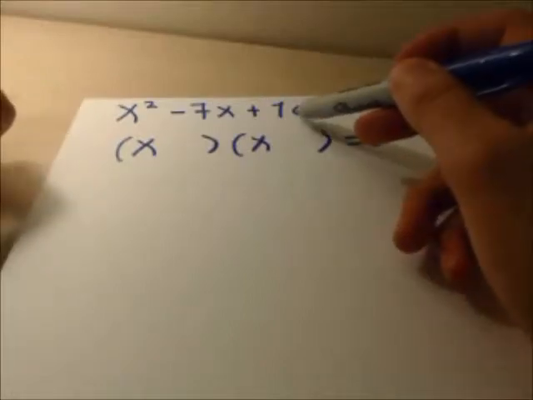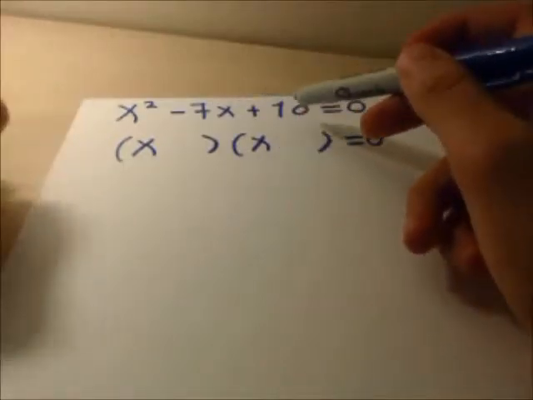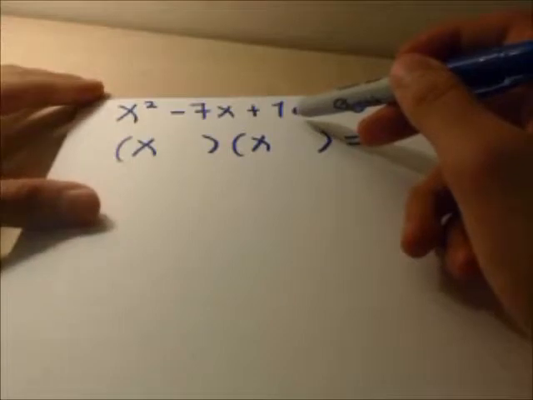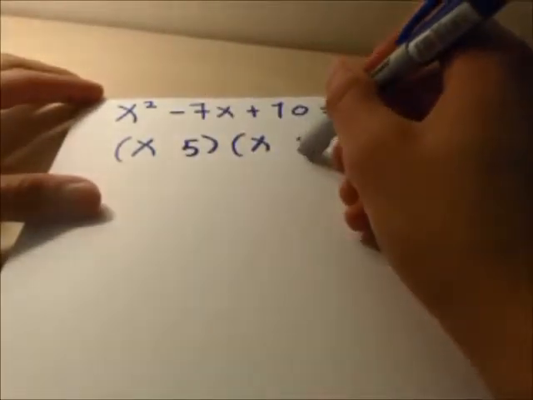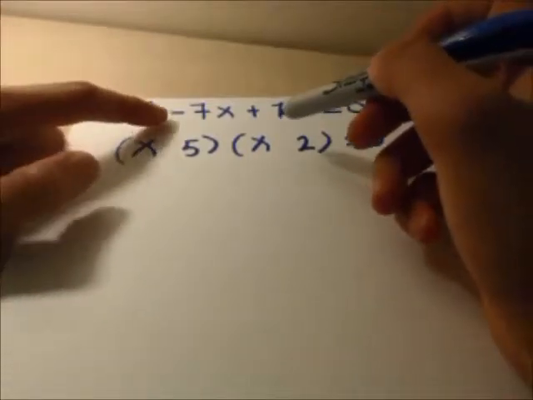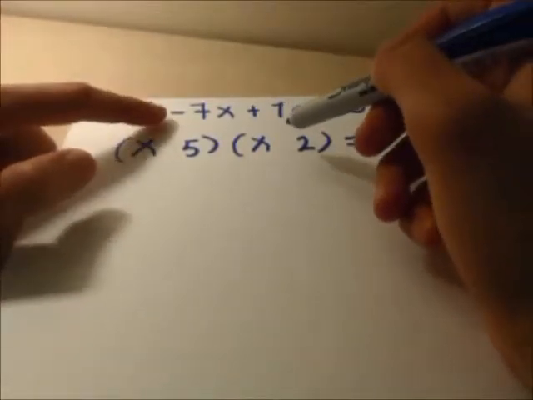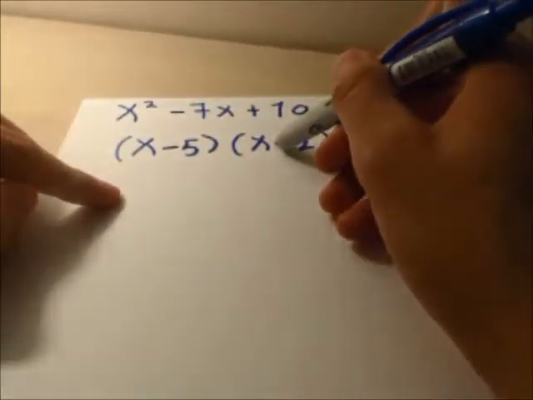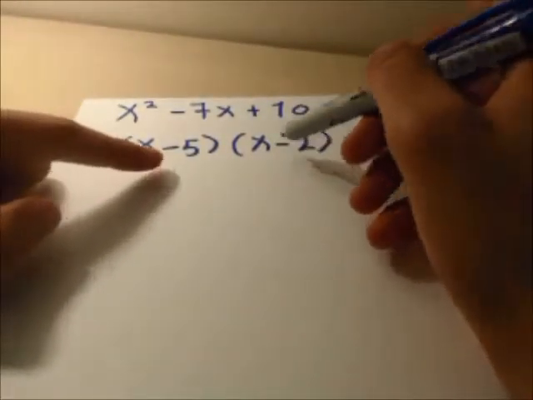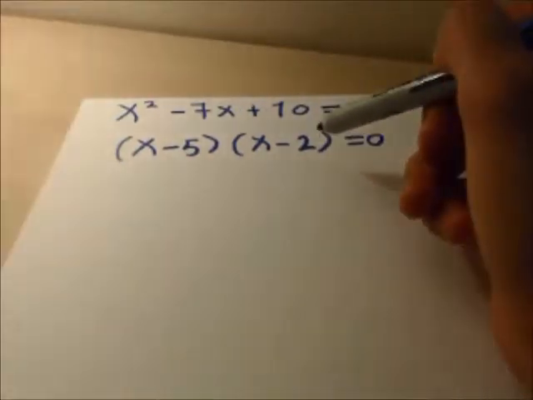So we've got 10 times 1, no, it doesn't add up to 7. How about 5 times 2, the other option? Yes, it does. So we've got 5 times 2, but here you need a negative sign, so both of them have to be negative, because if you multiply negative by negative we still get a positive 10, so that's good.